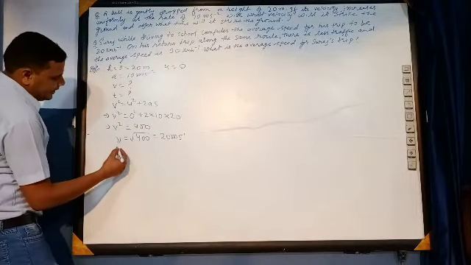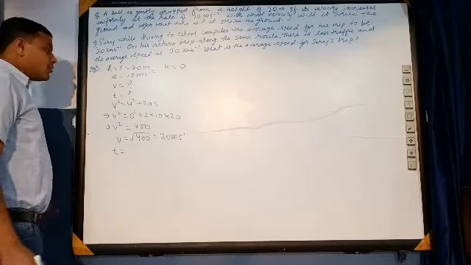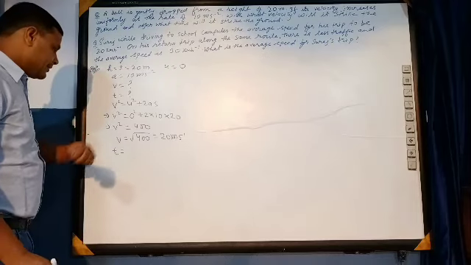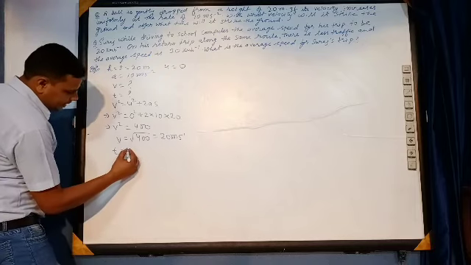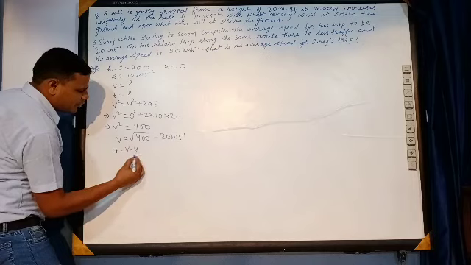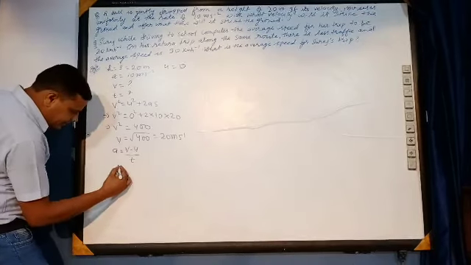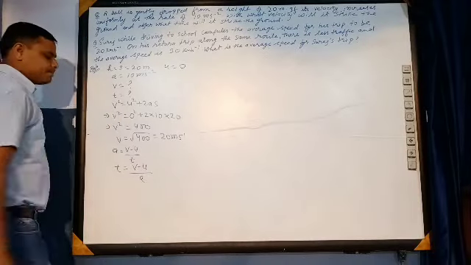Now we have to calculate the time. How much time will it take to hit the ground? We can take the formula for the time. We have the formula of acceleration, v minus u upon t. So t will be v minus u upon a.